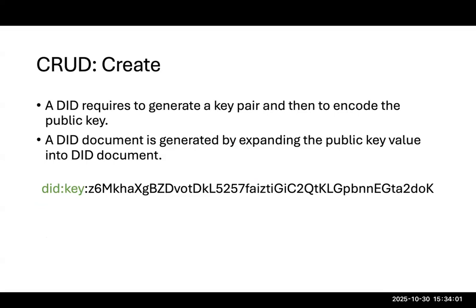This is an example. Creating a DID in this particular method means generating a key pair and then encoding the public key with the base58-btc encoding algorithm. We encode, we put the header in front, and this is our DID that contains directly the public key.